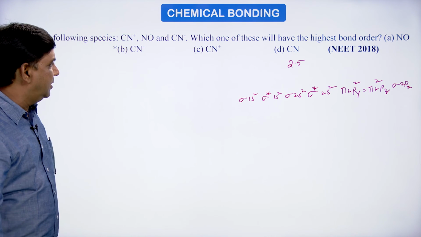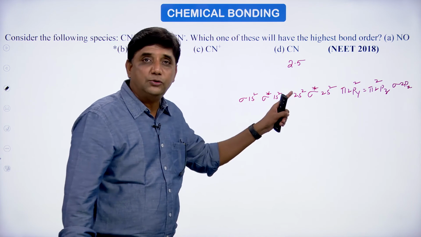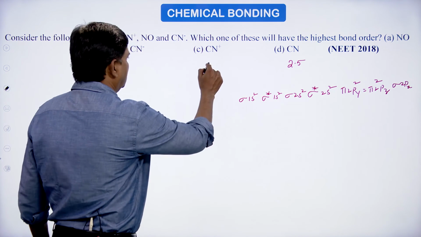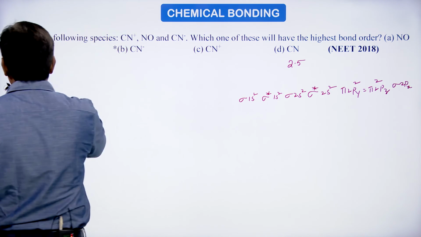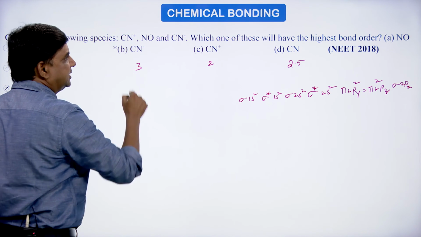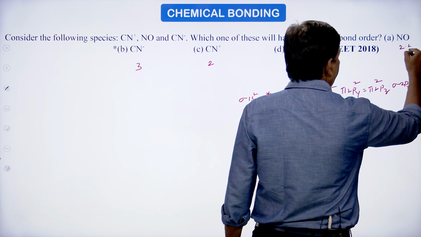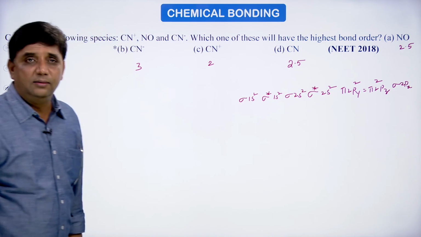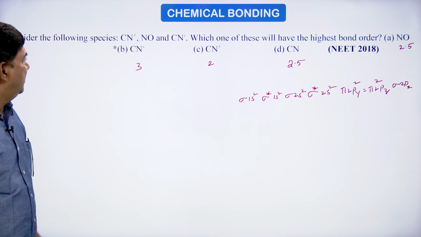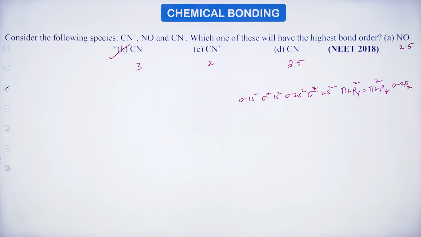Now what is the bond order, students? 2, 4, 6, 8, 8 minus 4, 2, bond order will be 2 in this case, and this we calculated, this is 3. NO is also 2.5. NO plus is 3 but NO is 2.5. So here the answer would be CN minus. We calculated this.